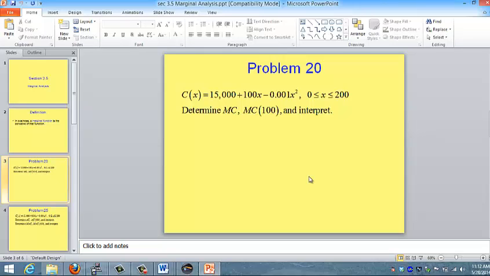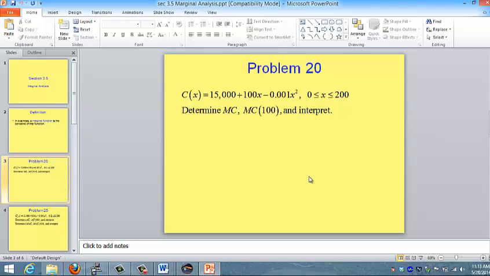They give me C of x. Do you know what C stands for? Cost. 15,000 plus 100x minus 0.001x squared. And they say that x has to be between 0 and 200 for this cost function to be valid. And they ask me to determine a few things.